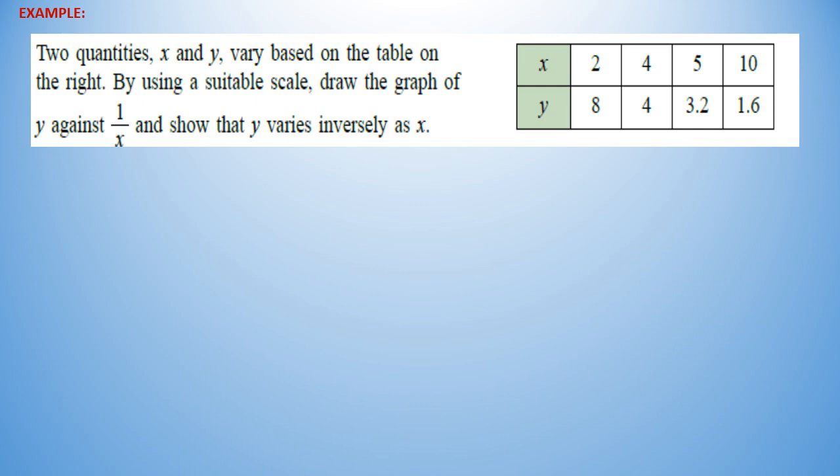Another example. Two quantities x and y vary based on the table on the right. By using a suitable scale, draw the graph. They ask you to use a suitable scale. Draw the graph of y against 1 over x and show that y varies inversely as x.